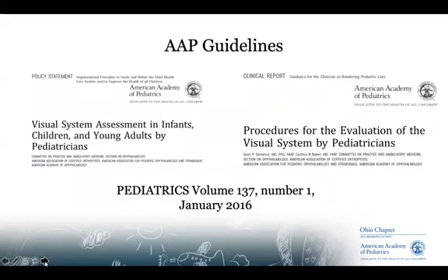This talk really goes over 2 guidelines that were published in January of 2016 in Pediatrics, and the references are listed here for you. The first is Visual System Assessment in Infants, Children, and Young Adults by Pediatricians, and the second is the corresponding clinical report, which is Procedures for the Evaluation of the Visual System by Pediatricians. And everything that we're going to cover over these next several slides can be found in these 2 publications.